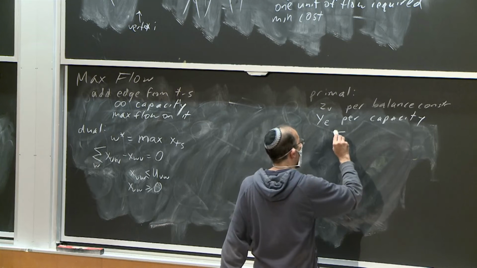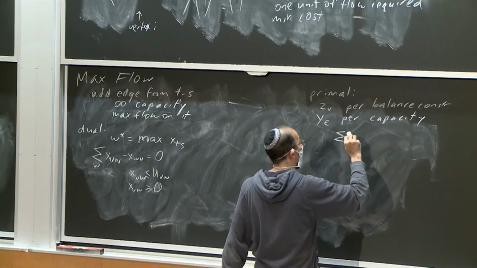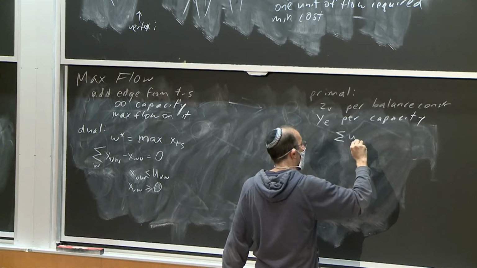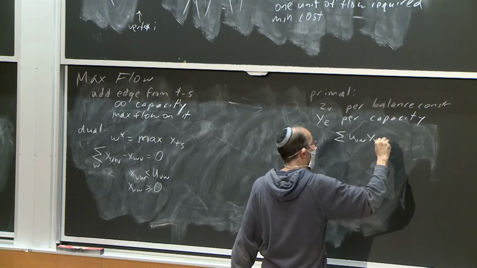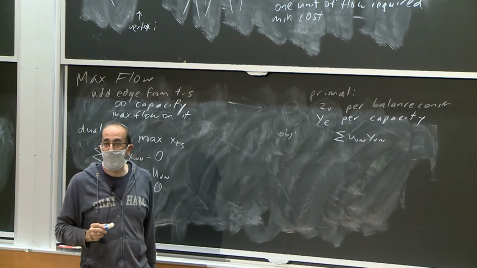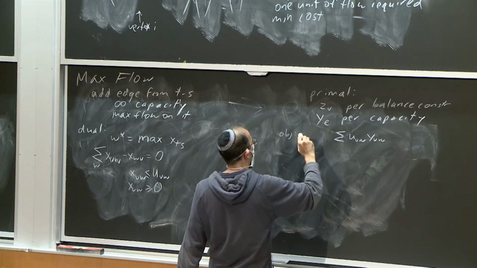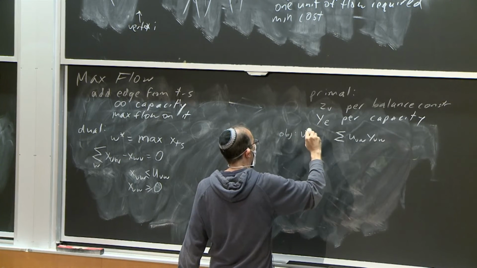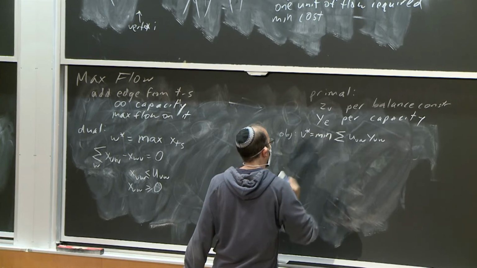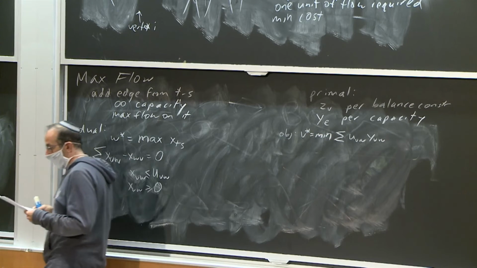So the objective is the sum of UVW, YVW. And since it's a dual of a maximization problem, here we have a minimization problem. Okay.